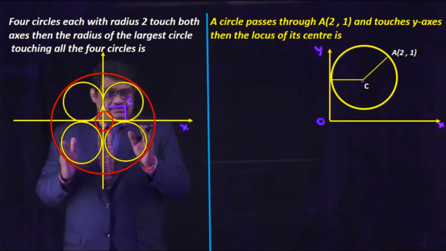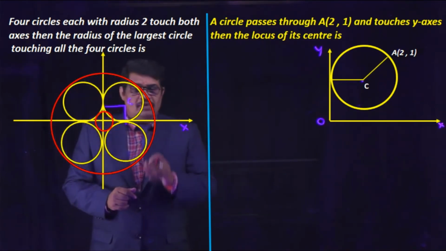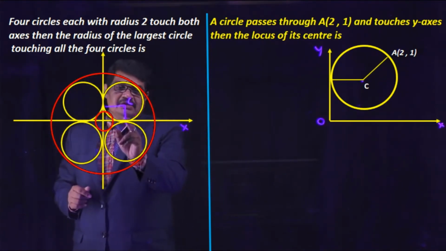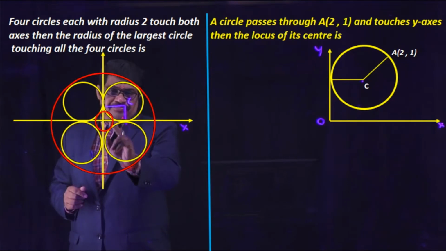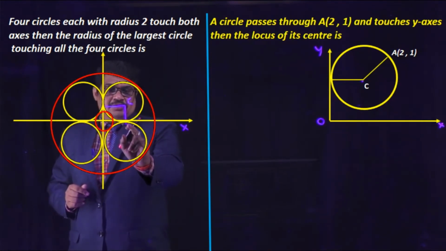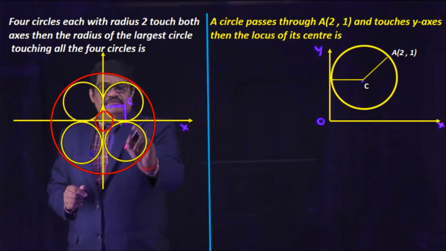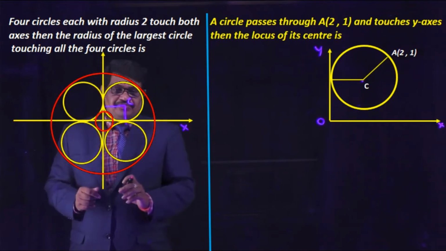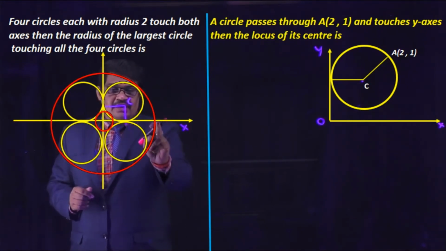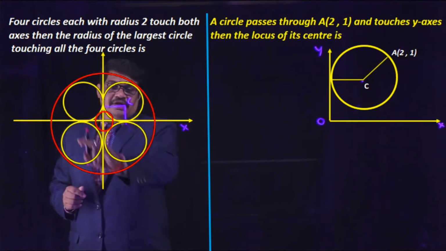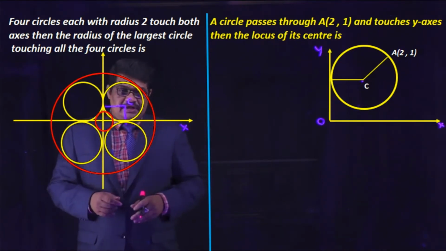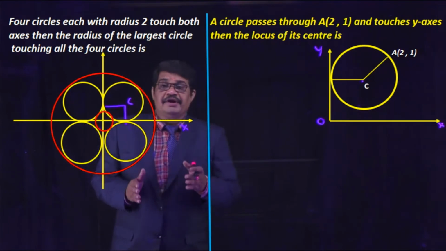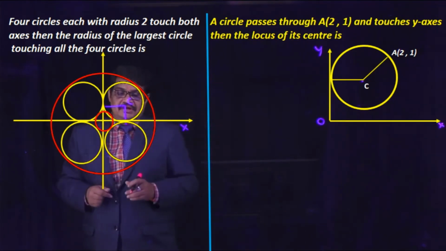Okay, here there are two circles. One is a smaller circle that touches these four circles, in this diagram. This is the circle that touches all the given four circles, that is the smaller circle, and this is the larger circle. This larger circle touches all the four circles. Now I have to find the radius of the larger circle.